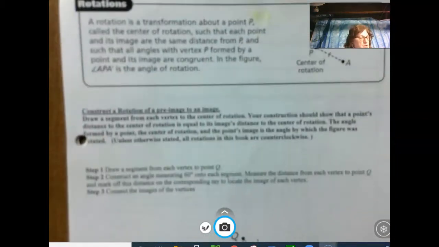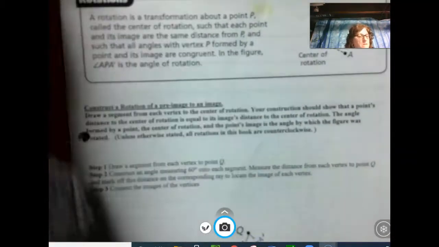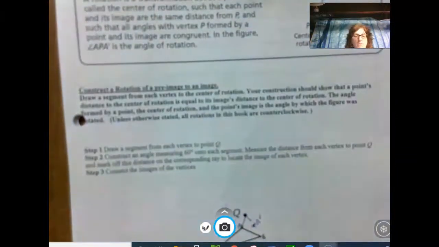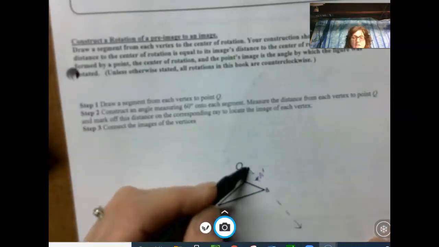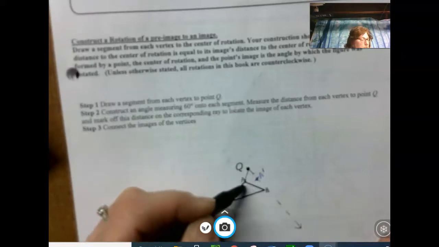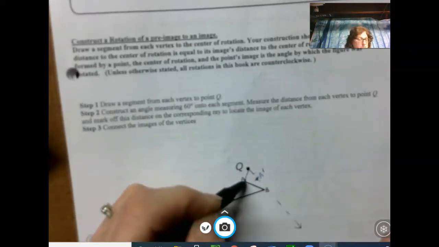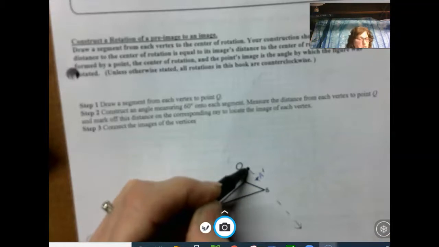In order to construct a rotation freehand, you're going to need a protractor, and I like to use a compass. Some people don't feel the need to bother with it. We're going to do this activity in class, but just to give you a flavor of how we go about doing a rotation freehand, this is the center of rotation. We draw a line segment from the vertex to that center of rotation.